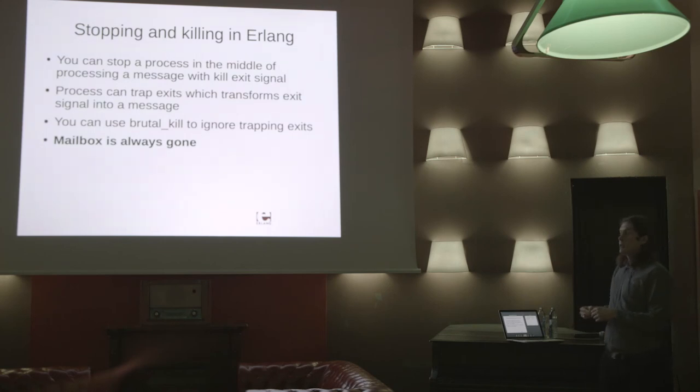If we are talking about stopping a process, preemptive scheduling allows us to kill a process right away before it finishes. And we can do it by sending an exit signal. And in cases we really want to do some cleanup, we can tell our process to trap exits. That means that every time we get an exit signal, it will be converted to a message, a little bit like the poison pill from Akka.